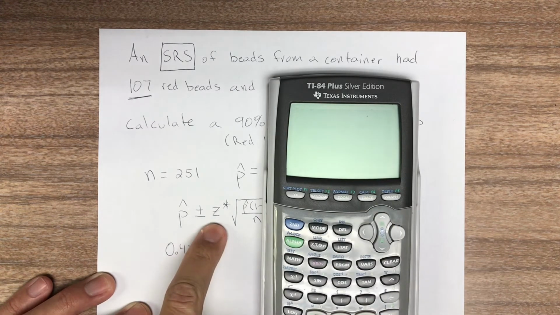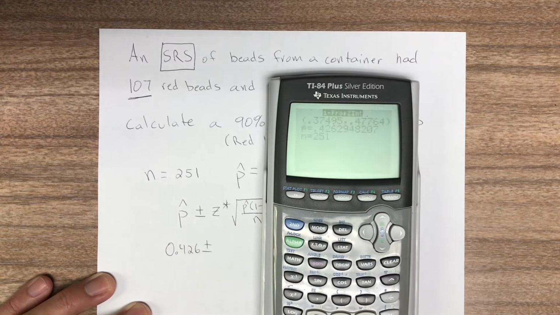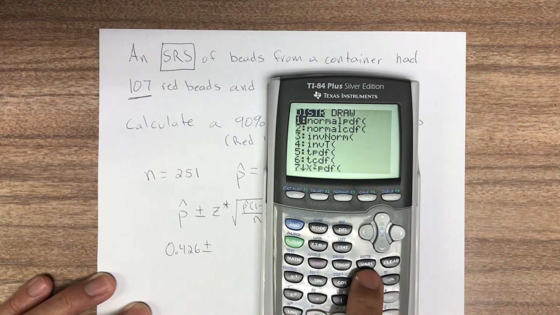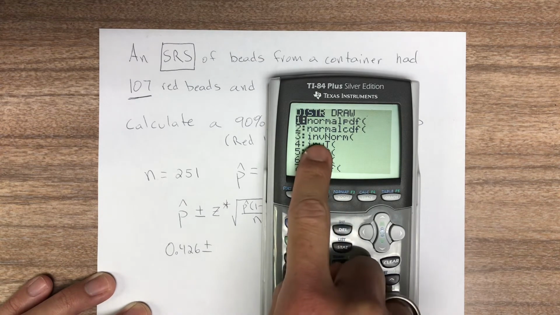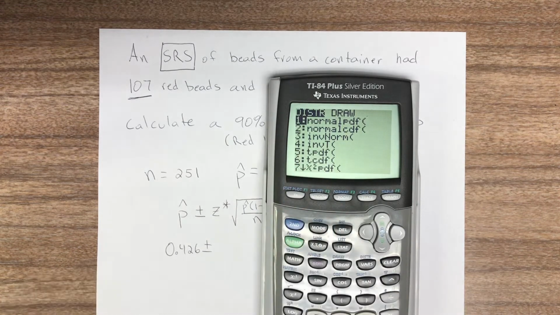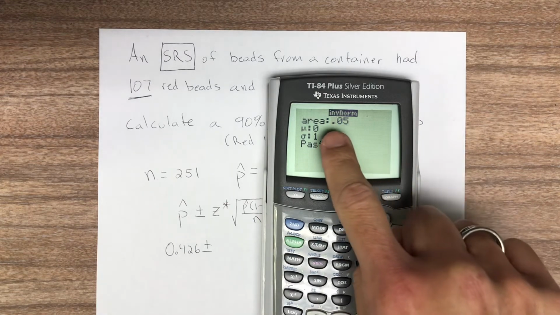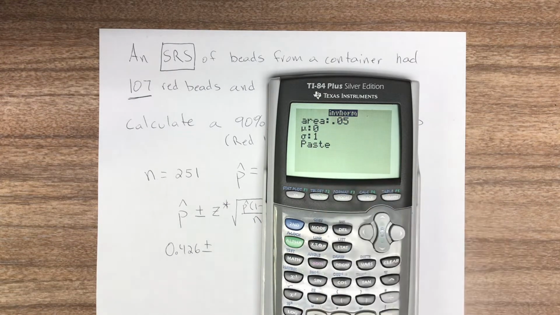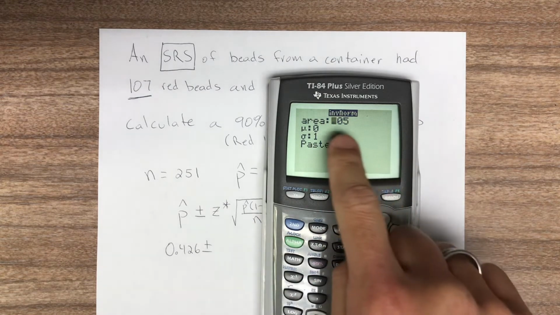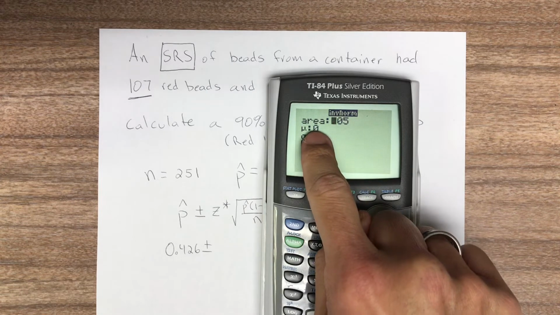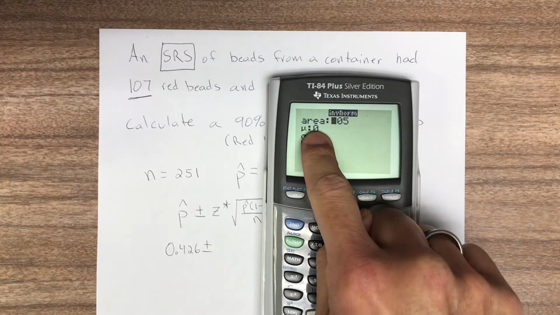To find the critical value for 90%, you're going to go to 2nd VARS, which is your distribution. D in blue is distribution. You're going to choose invNorm, which in my calculator is number 3. And it's going to ask you for some stuff. So here, I am looking for the area of the z-score, the C star, and I need to use the mean of the density curve for the z-scores.